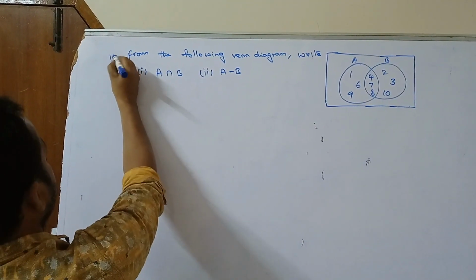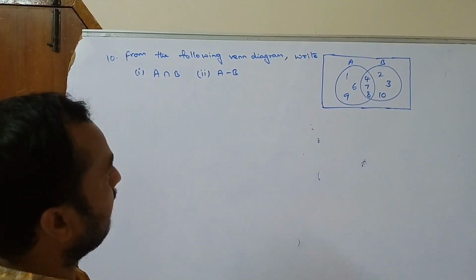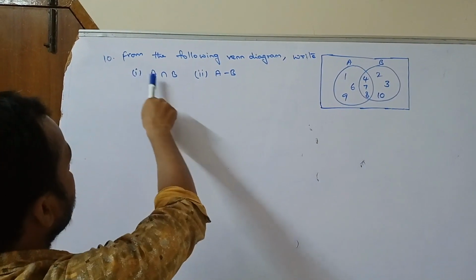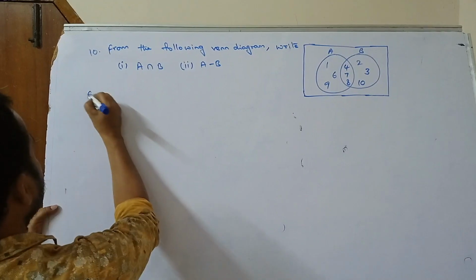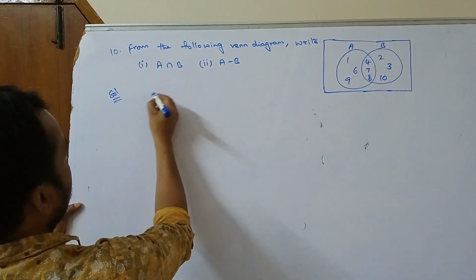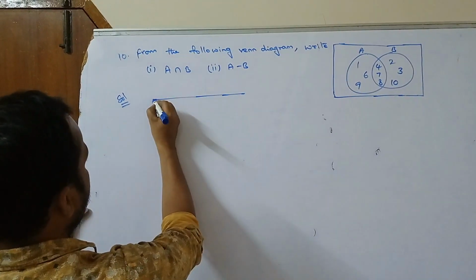Tenth question. From the following Venn diagram, write first A intersection B, second A minus B. Given the diagram. First draw the diagram.